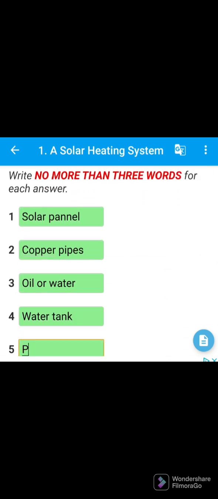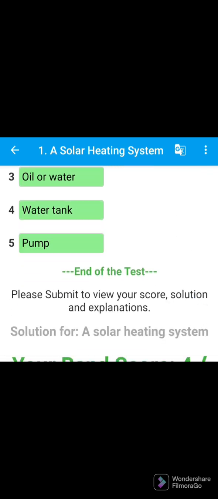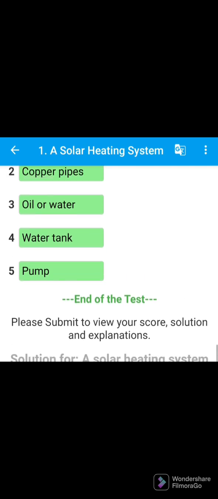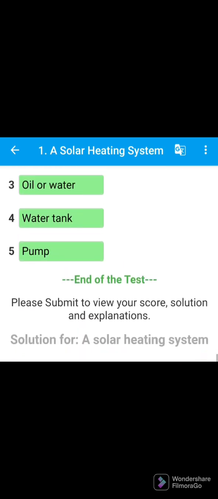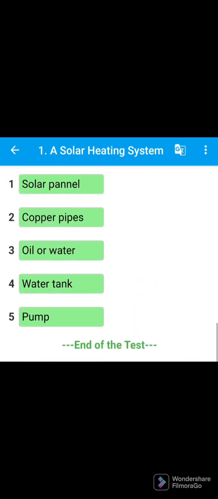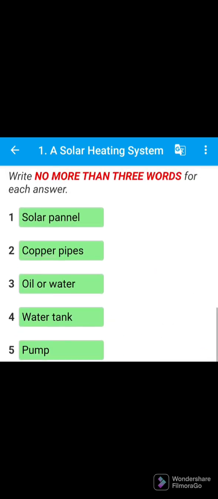And the pump in the end, as I hear. So let's check it out. Okay, we've got 4 out of 5. What they don't like here: copper pipes, oil or water, pump, water tank, and solar panel.